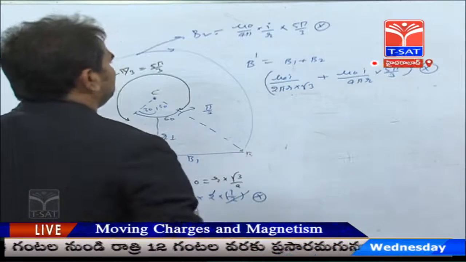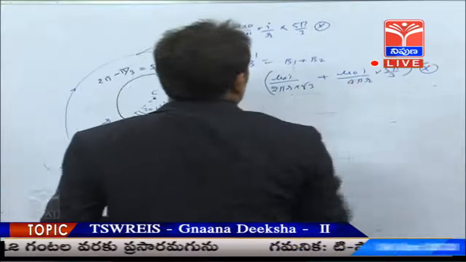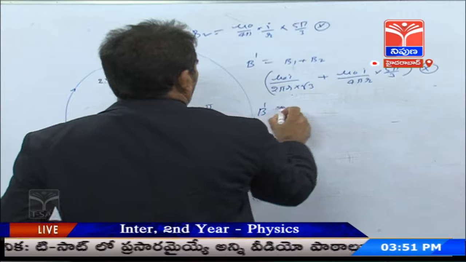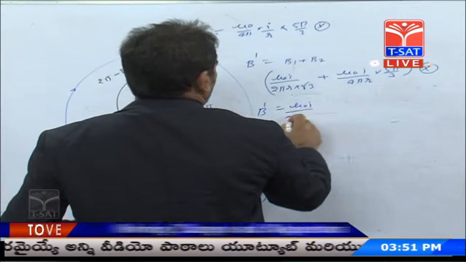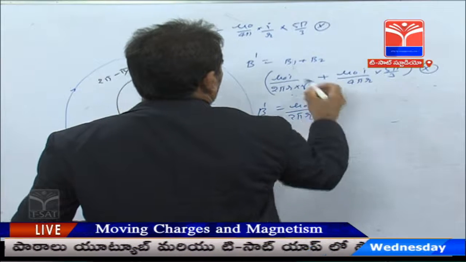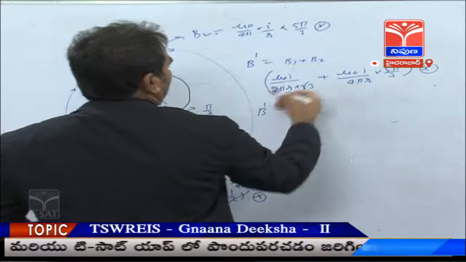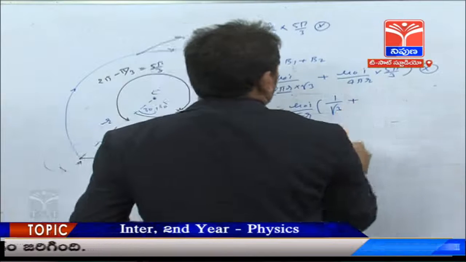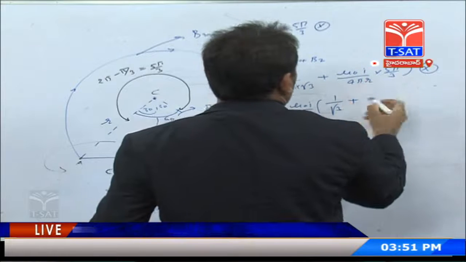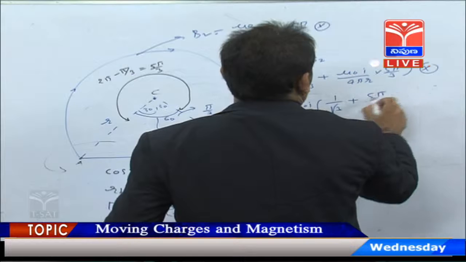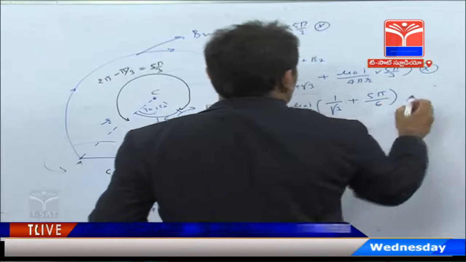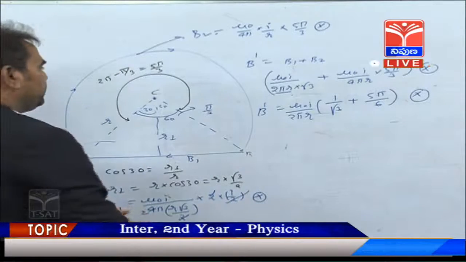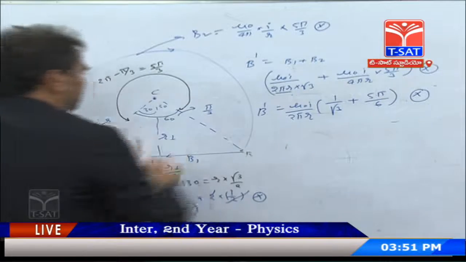So, from these two terms it is very clear that mu naught I upon 2 pi r is common. So, from these two terms we should take common mu naught I upon 2 pi r. I have taken it common here, remaining term is root 3 plus 5 pi by 6. The net direction of the magnetic field acts in the downward direction. So, this is the final answer of this problem.